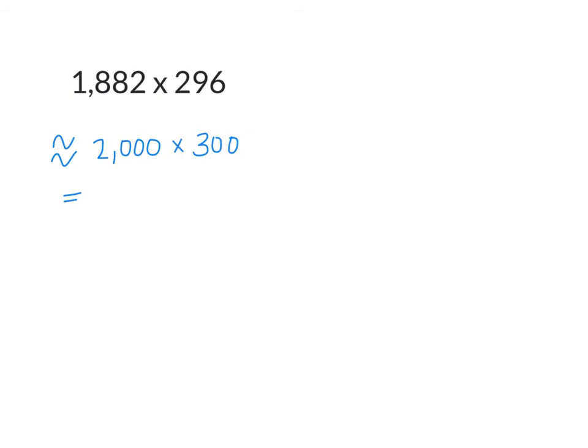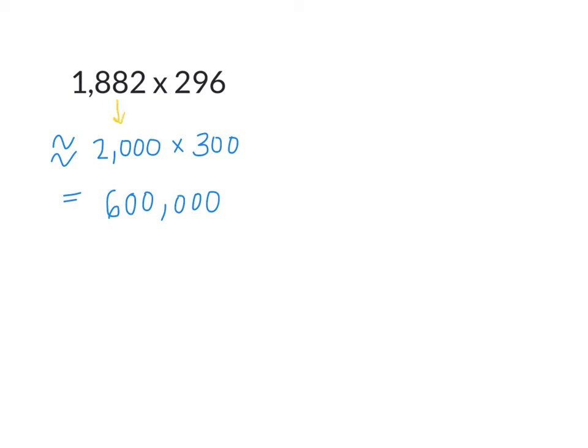This time, we can estimate that the product should be pretty close to 2,000 times 300, right? So what's 2 times 3? 6. And then how many factors of 10 do I have? 5. Okay. Let me ask you a question. Do you think the actual product will be bigger or smaller, greater or less than 600,000? Less than.